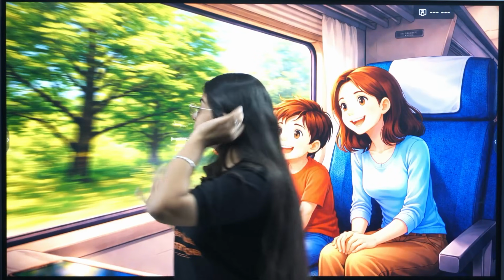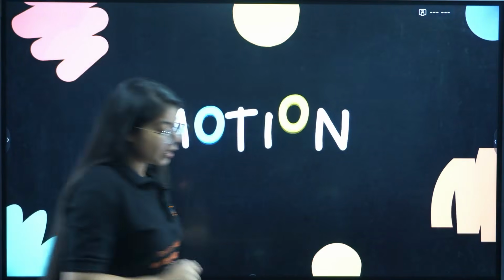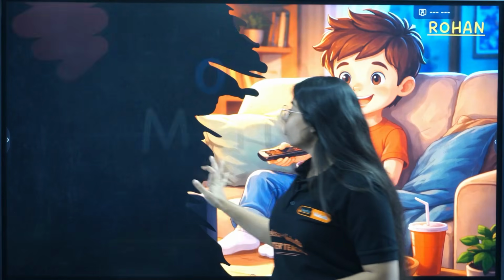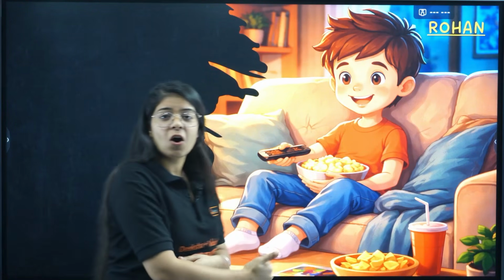Now, starting the chapter, motion. Am I in motion now? I am in motion now. And now I'm at rest. This is a basic definition of motion. So, first of all, let's understand the two types of motion, that is rest and motion, and then velocity and all those other things.